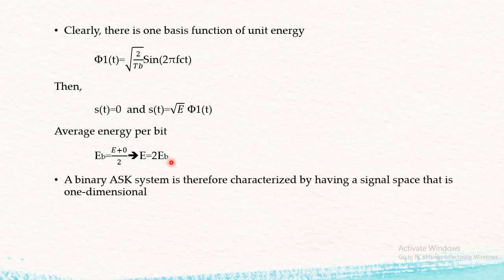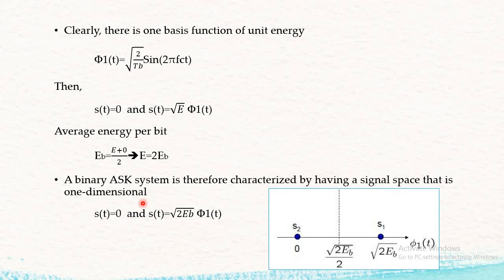Now the binary ASK system is characterized by having a signal space that is one-dimensional, where s of t is either 0, or the second value of s of t is equal to the square root of 2EB phi 1 of t. So this is the signal space representation of the ASK signal, where the axis indicates phi 1 of t, and on that we have two values. The first one is 0 and the second value is the square root of 2EB. From this we find out the Euclidean distance.